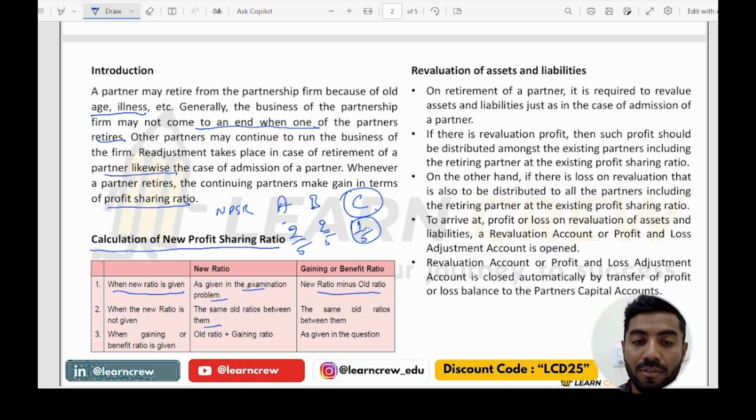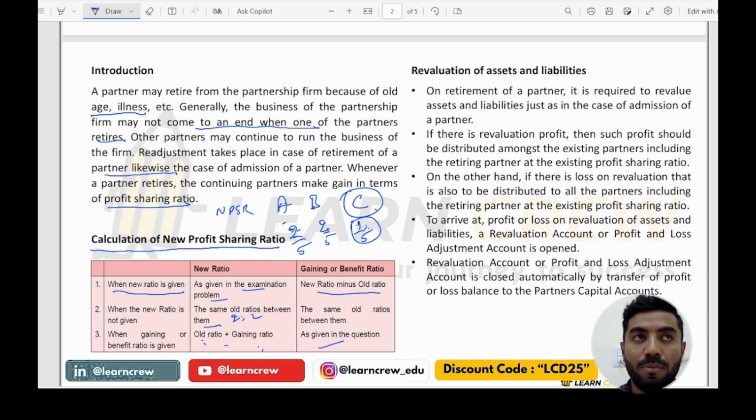For example, here it is 2 to 2. When C retires, the new ratio will be 2 to 2 itself. And the gaining ratio will be the same old ratio between them. They will be gaining C's share in that ratio, the old ratio itself. Then, when the gaining or benefit ratio is given, the new ratio is old ratio plus gaining ratio. Old ratio is already there, plus the benefit ratio given, add them. The gaining ratio is nothing but as given in the question itself.